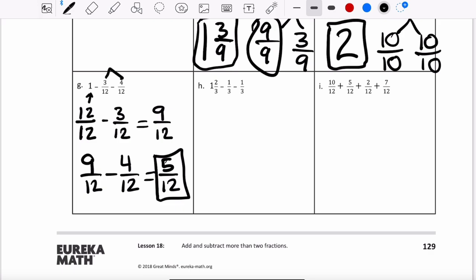Next one, we have 1/2 minus 1/3 minus 1/3. So we first need to combine the 1/3, which equal 2/3. Because we combined it, now we can subtract. So 1/2 minus 2/3 equals 1 whole.